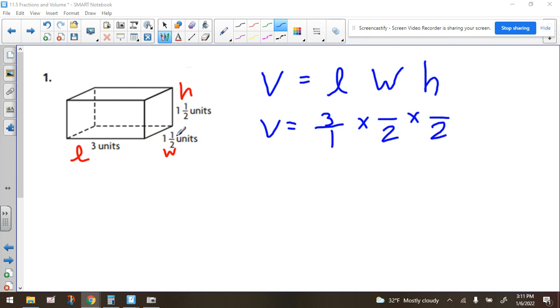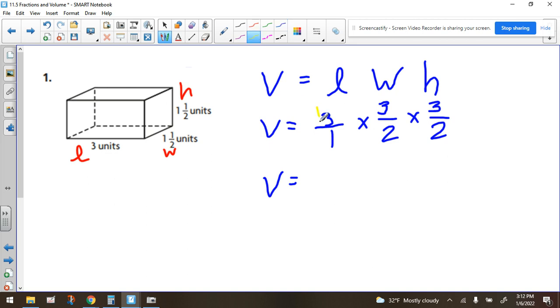2 times 1 is 2, plus the 1 more makes that 3 halves for the width. And that will be the same for the height. 2 times 1 is 2, plus 1 more makes that 3. All right, so the next step is to go ahead and look for reducing opportunities if there are any. And if there aren't, then you can just go right ahead and go right across and multiply your numbers together.